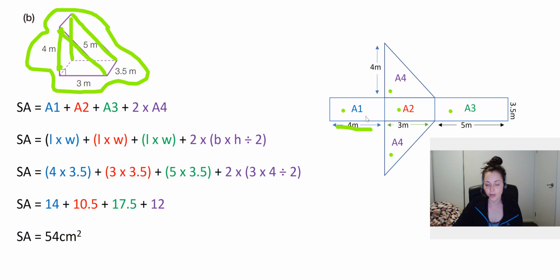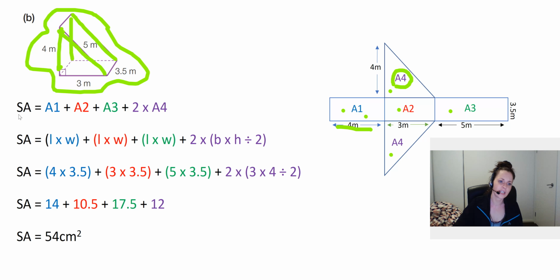This rectangle here has a length of 4 meters. This one has a length of 3 meters. This one has a length of 5 meters. The width is the same for all of them, but the length is different. The 2 triangles have the same base of 3 meters, and the same height.